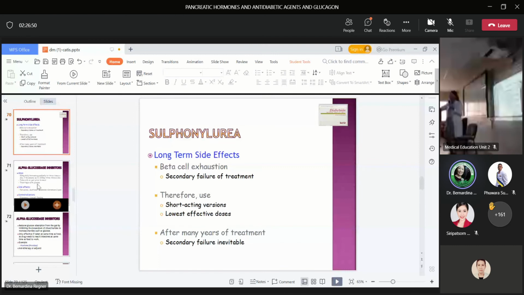Okay, long-term side effects: you have beta cell exhaustion, secondary failure of treatment. Therefore, use short-acting versions at the lowest effective doses. Then after many years of treatment, you have to re-evaluate your medications because secondary failure is inevitable.